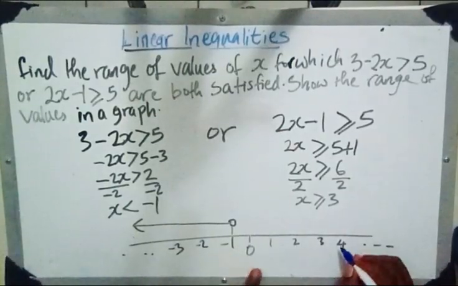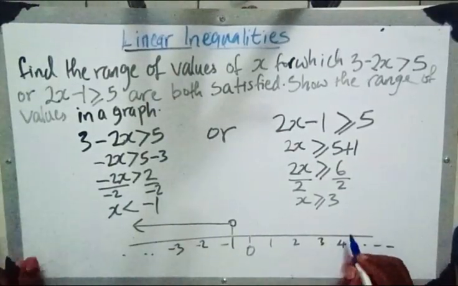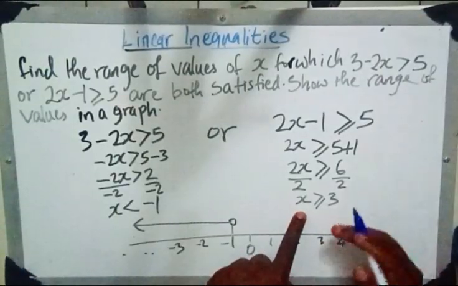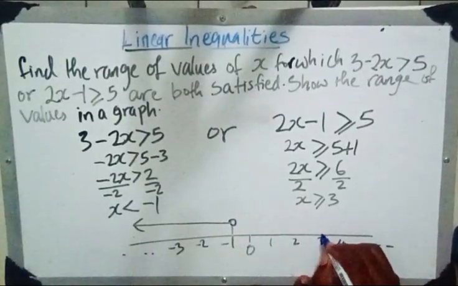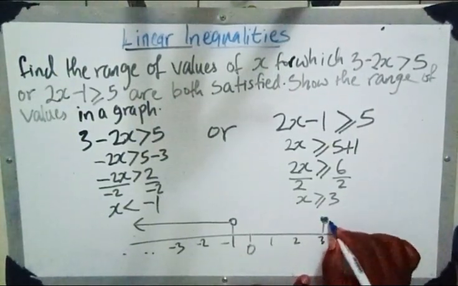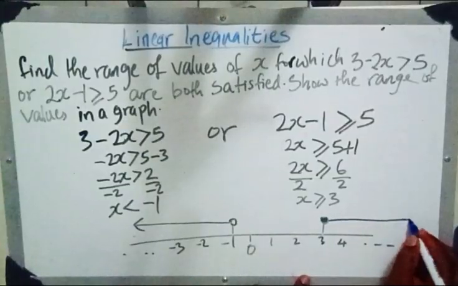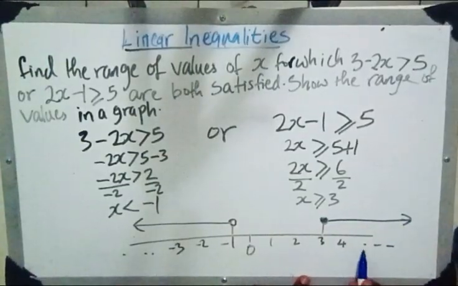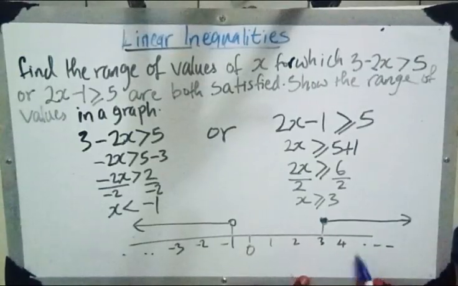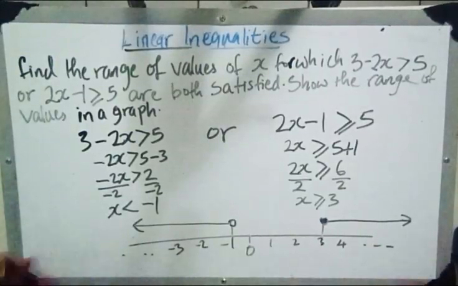And now for this one, where do we start from? We start from our 3, and it says that x is greater than or equal to 3. So we're going to have our closed circle because it says equal to, and then it goes this way to indicate all the numbers that are greater than 3, 4, 5, 6, and so forth. So we've shown our range of values for this question. Now let's take another question.